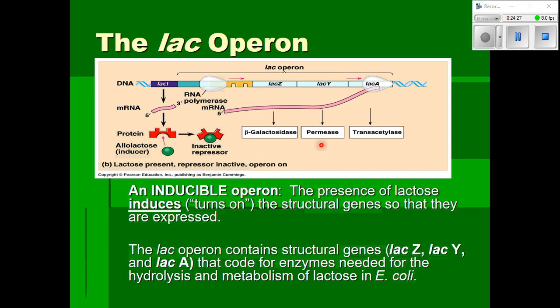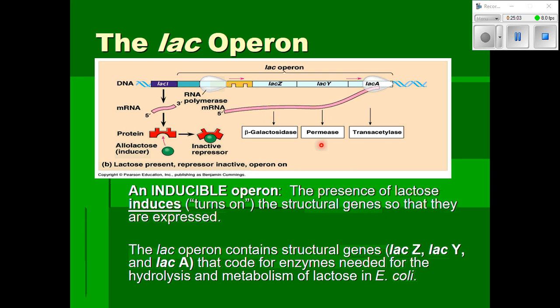Lactose is a sugar. It's a disaccharide that is present in milk. So remember, E. coli live in your colon. So every time you drink milk or eat ice cream or yogurt or cheese, there's going to be a plentiful supply of this disaccharide, lactose, floating around in your colon. And the E. coli cells can take it in, break it down by hydrolysis, and then further break down the sugars made from lactose to get energy.